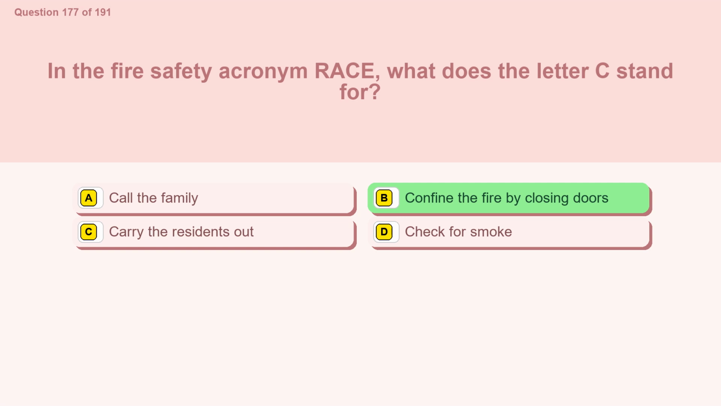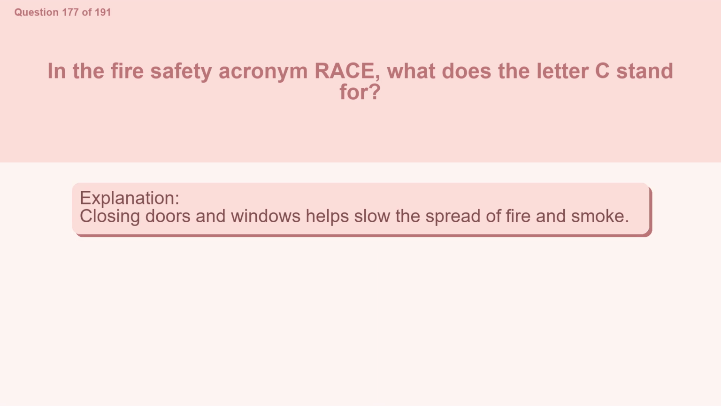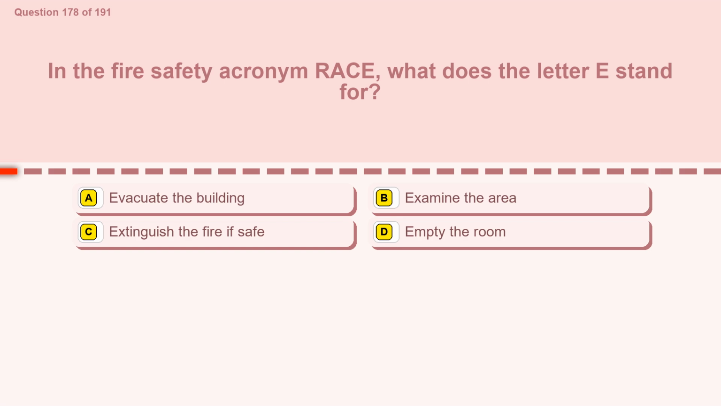The correct answer is option B, confine the fire by closing doors. Closing doors and windows help slow the spread of fire and smoke. Question 178. In the fire safety acronym RACE, what does the letter E stand for?